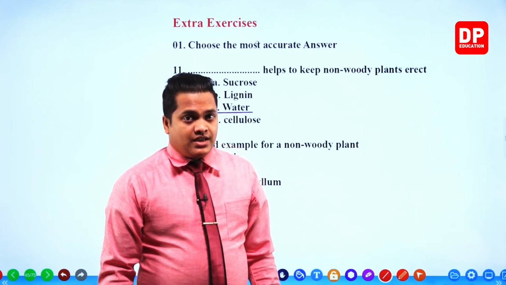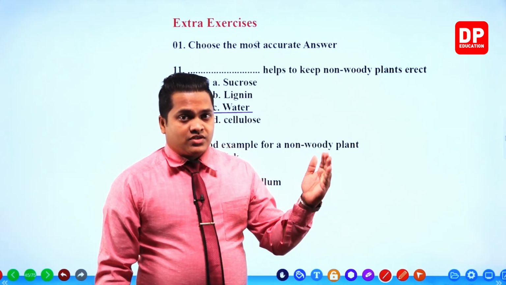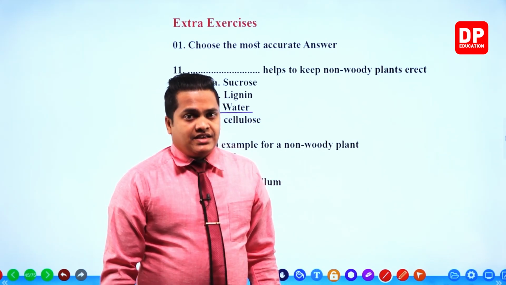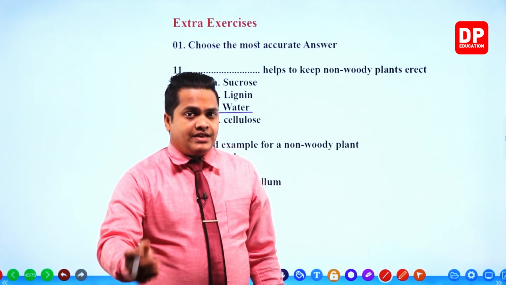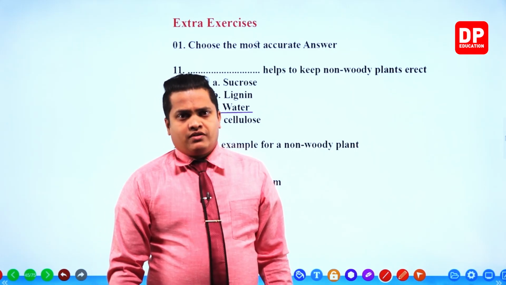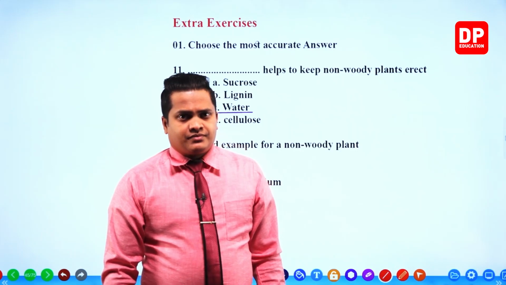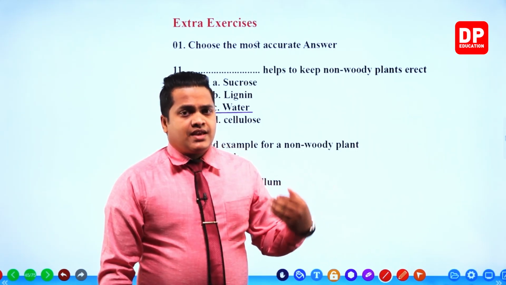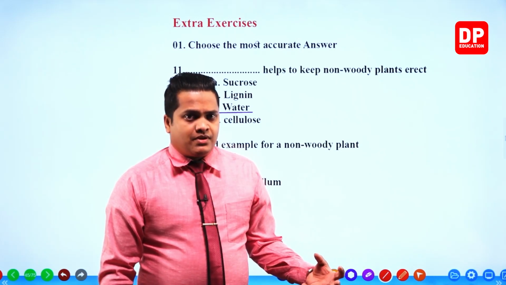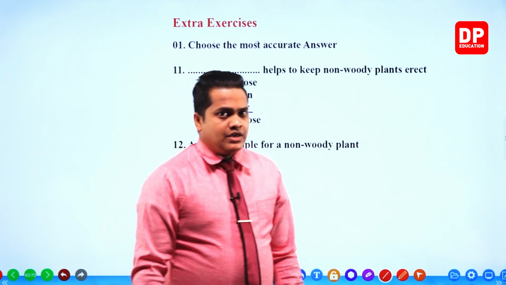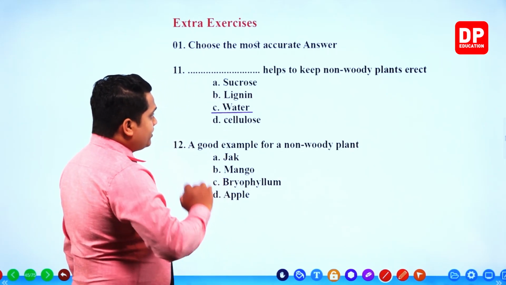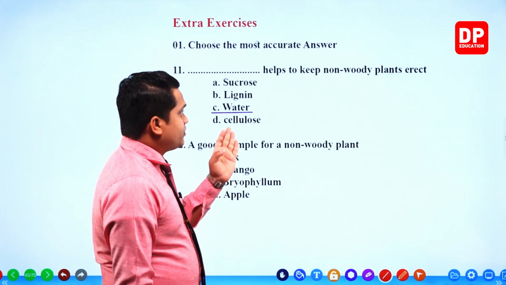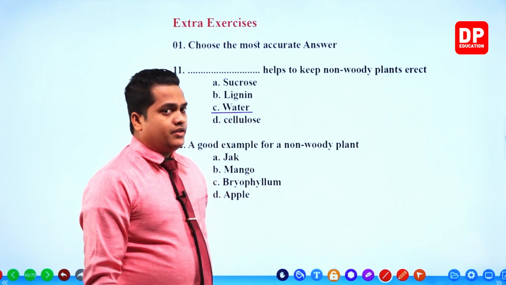That's why during the sunny days, the balsam plant is going to bend down, because during sunny days, my dear children, the transpiration will increase and less water will be retained within the stem. Therefore, the stem of the balsam plant will bend down. So, water is the correct answer. Water is the substance which helps to keep non-woody plants erect.